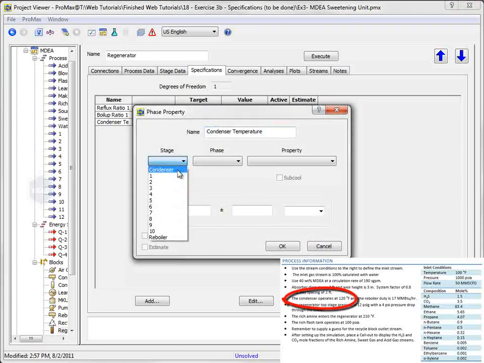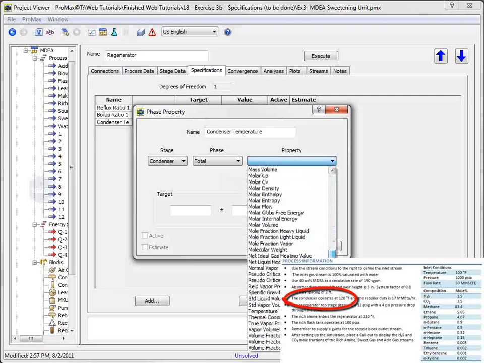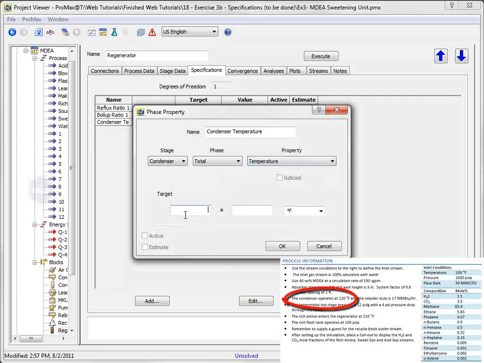Choose the stage, Condenser, then the phase. I'll choose Tool, although any will work for the flash properties, and then select Temperature. Give this the target value of 120 degrees, and leave the tolerance blank.